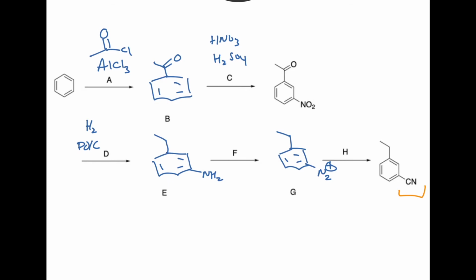All right, so how do we turn our NH2 into a diazonium? NaNO2, H2SO4. And then how do I turn my diazonium into a nitrile? Copper cyanide.